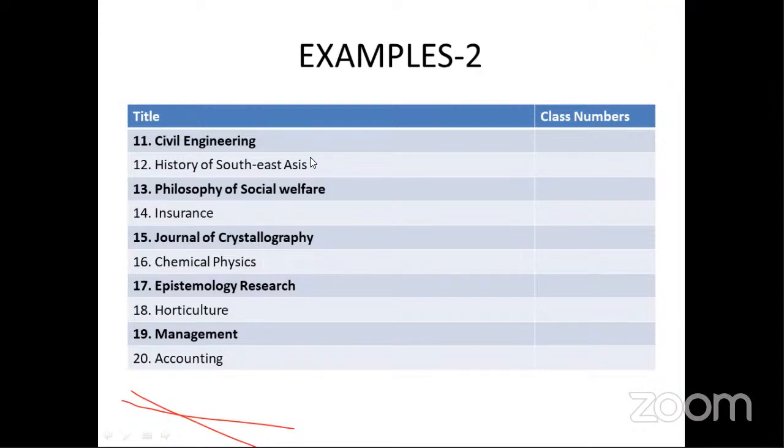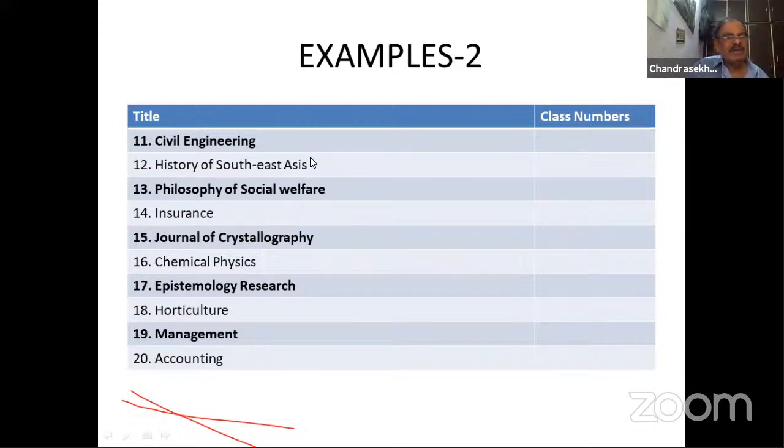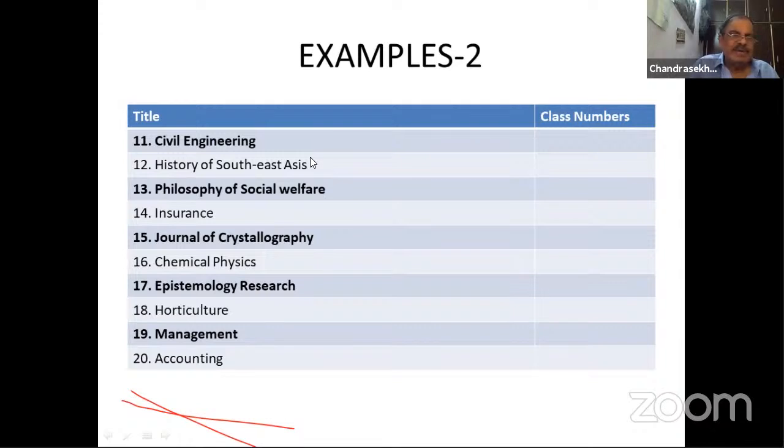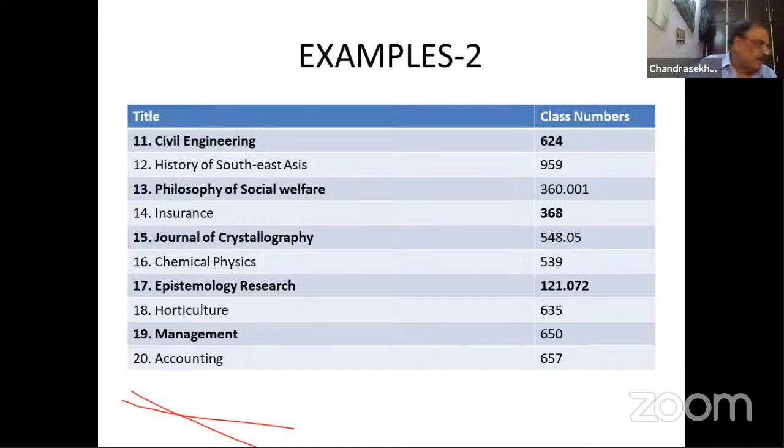Then accounting. 657. It is already there, I think. Yes, sir. 657. In the third summary, it is there. 657 is accounting, sir. That number is there in the third summary. So there are no additions here, so you need not bother. From the third summary, you can directly get it. The answers are here. I will check again. Maybe some answers we have to check. So I think 657, 658. Horticulture is 635. Is that correct? 635?